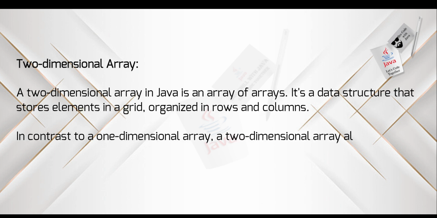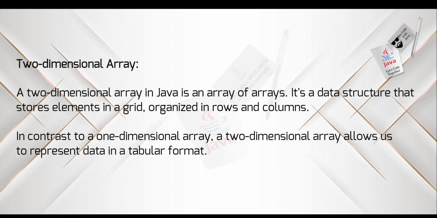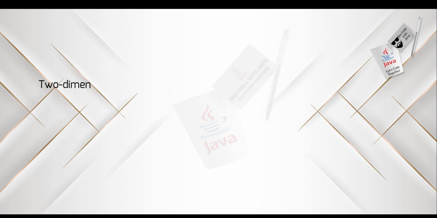A two-dimensional array in Java is an array of arrays. It's a data structure that stores elements in a grid, organized in rows and columns. In contrast to a one-dimensional array, a two-dimensional array allows us to represent data in a tabular format.